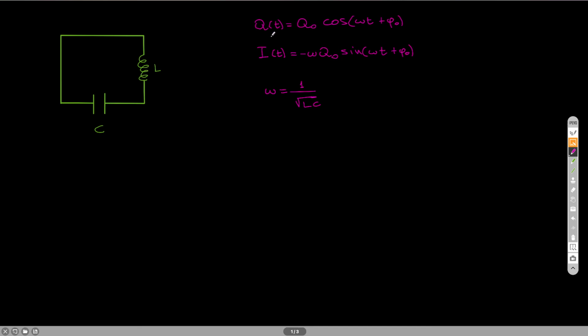I know that the charge on the capacitor as a function of time is given by this expression. The current in the inductor is given by this expression, where omega is 1 over the square root of LC, and phi naught is just the initial phase of the current and the charge. I'll just make a note that this is the charge on the capacitor, and this is the current in the inductor.